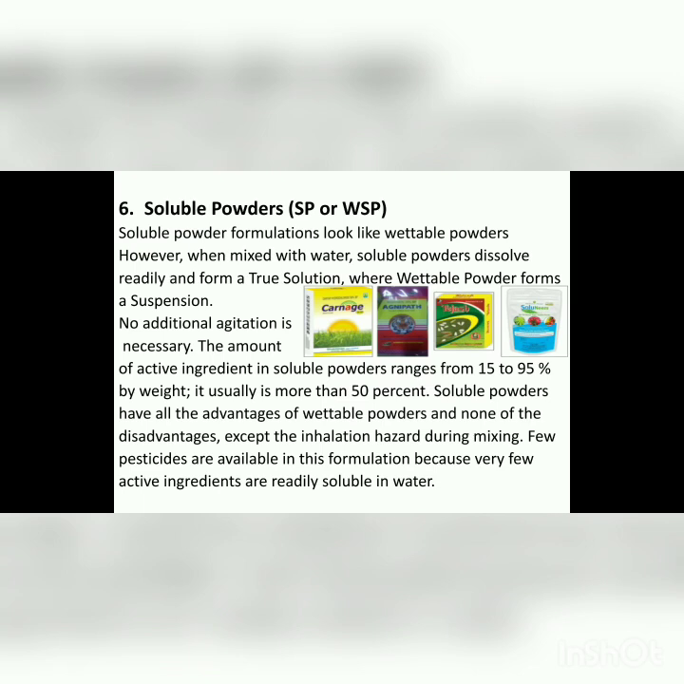The amount of active ingredient in soluble powders ranges from 15 to 95%, and in wettable powders it is more than 50%. Soluble powders have all the advantages of wettable powders and none of the disadvantages except the inhalation hazard during mixing. Few pesticides are available in this formulation because very few active ingredients are readily soluble in water. Okay.